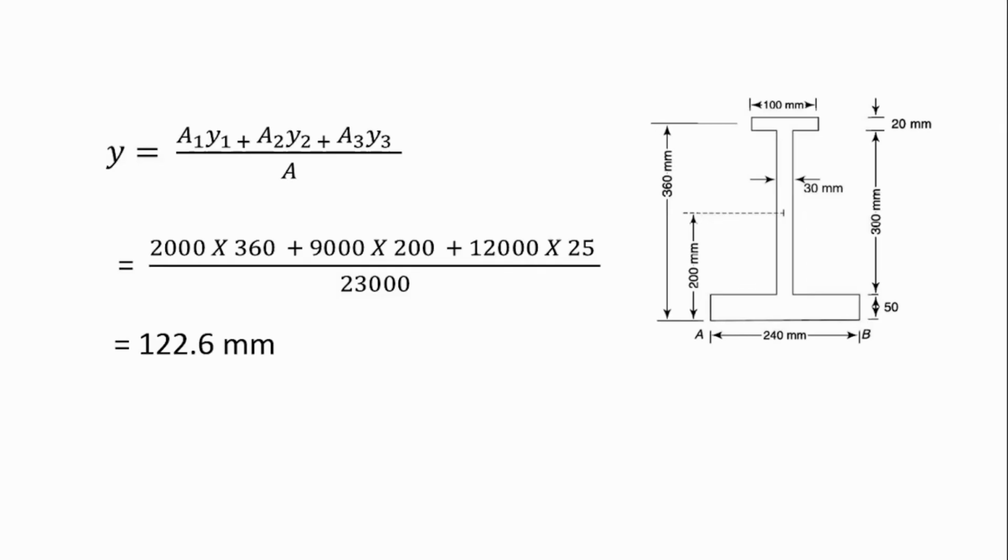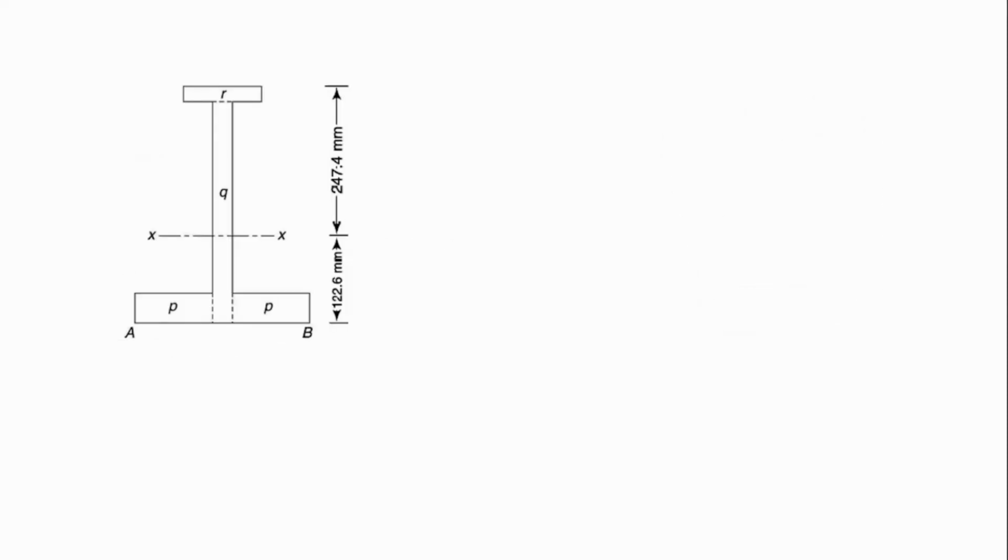So this is the diagram as it is. You can see that we have put our neutral axis XX, and from the bottom AB to that point, Y has been designated as 122.6 millimeters. Now, before we move forward, let me show you something.